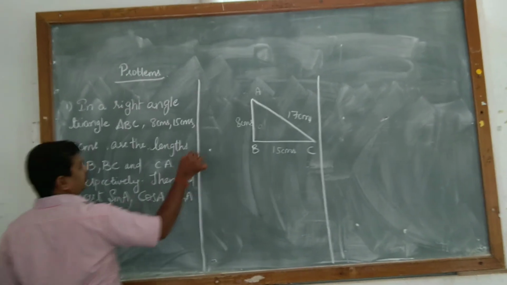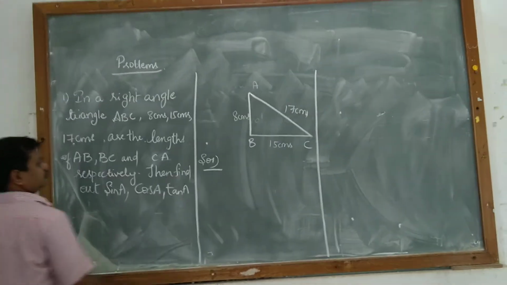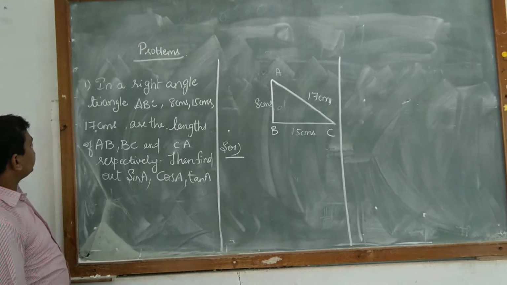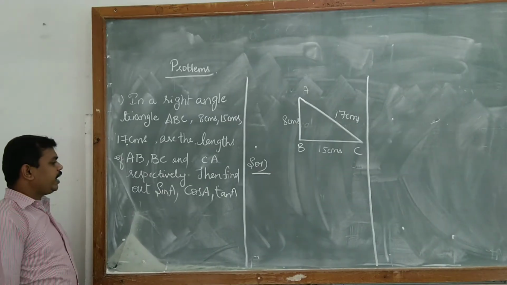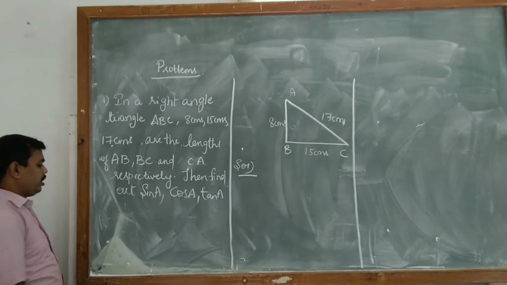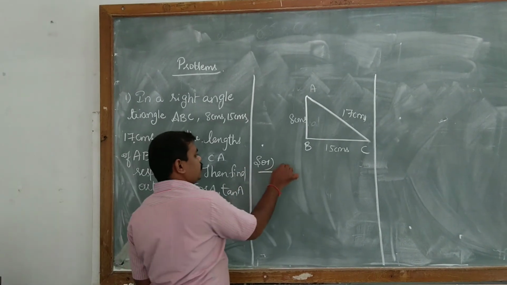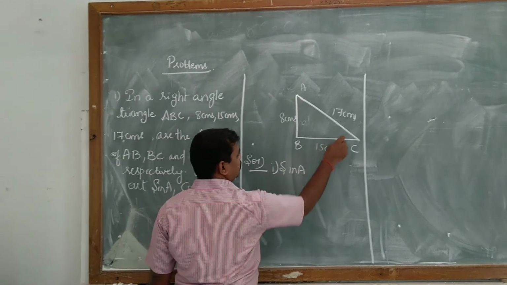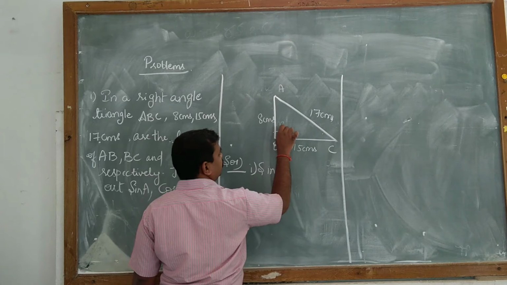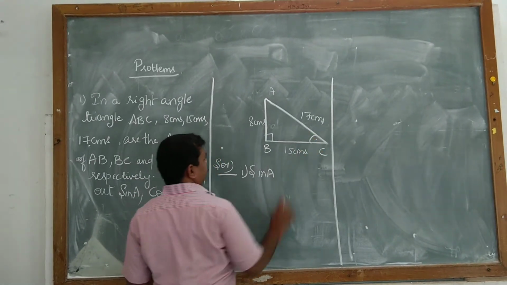Solution. What is it that we are supposed to find out? We have to find out sin A, cos A and tan A. Now, let us take the first one, sin A. If this is a right angle triangle, this is 90 degrees and this is the angle A.